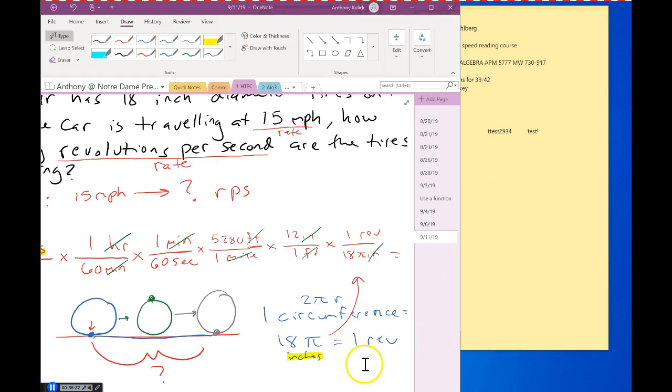No, miles and miles cancel out. The very beginning of the problem, where it says 15 miles per hour?